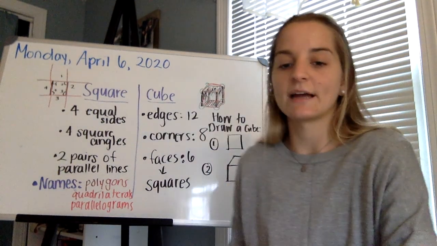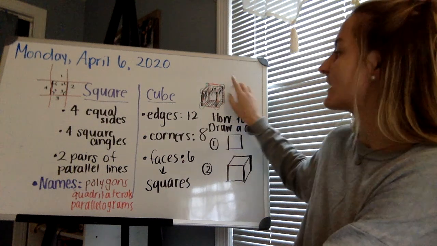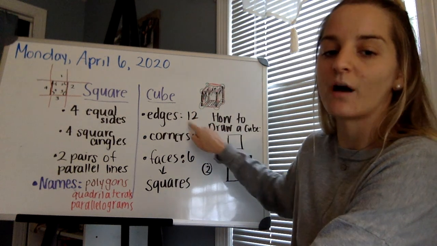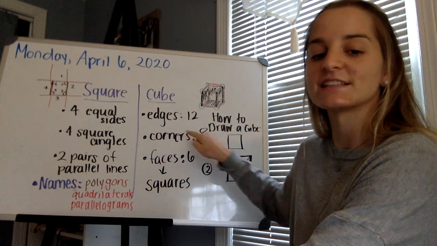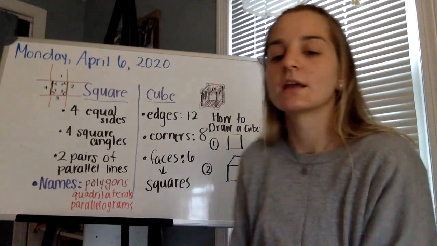Otherwise, that's all we had to talk about today. Okay, we learned about the cube. It has, say it with me, 12 edges, 8 corners, and 6 faces, okay?